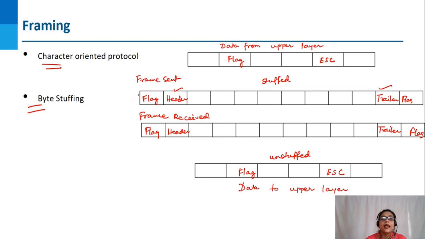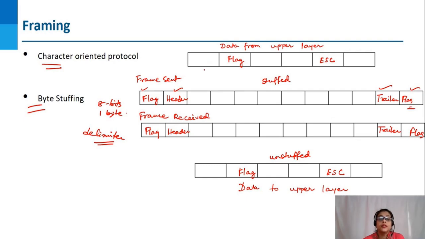Now a flag is added at the beginning and at the end. These are all 1 byte. Since this is character oriented, we have 8 bits or 1 byte. So a 1 byte flag is added at the beginning and at the end. This acts as a delimiter so that the receiver understands that this is the start of the frame, and when it reaches the other flag, it understands that this is the end of the frame.